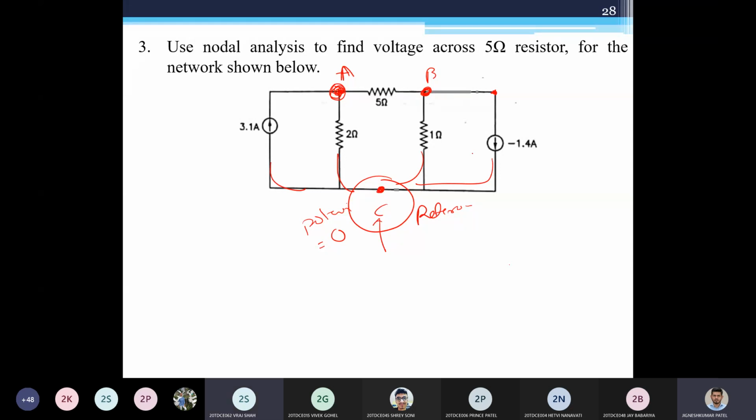Sir, can't we consider the node below that 2 ohm resistor? On the left side of C, E. This point, the reference point. Sir, I'm not getting your question clearly. Can you repeat? Sir, you have given the reference point, on the left side of the reference point we can't consider that node.